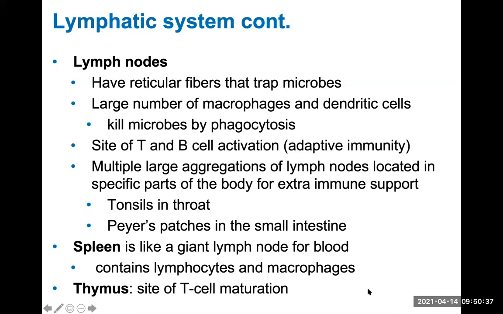So lymph nodes are testing centers, right? Scanning the lymph for the presence of microbes, and then killing microbes when they're found, and also initiating an adaptive immune response. Multiple large aggregations of lymph nodes, or clusters of lymph nodes, are found in the tonsils and also in the small intestine, called Peyer's patches. And this makes sense because as you breathe, drink, and eat, you're exposing your throat to all sorts of pathogens, right?